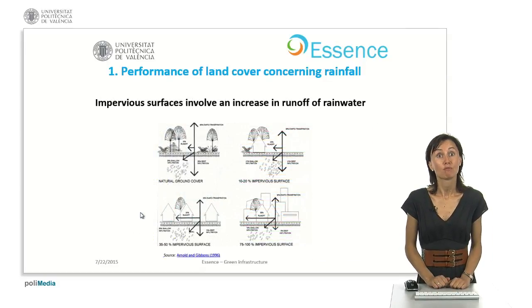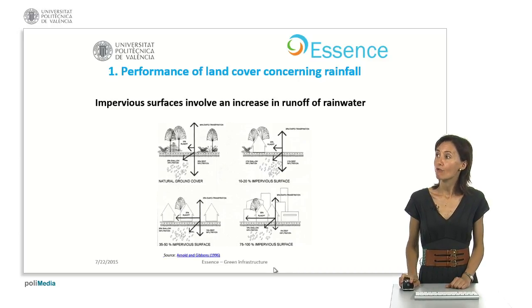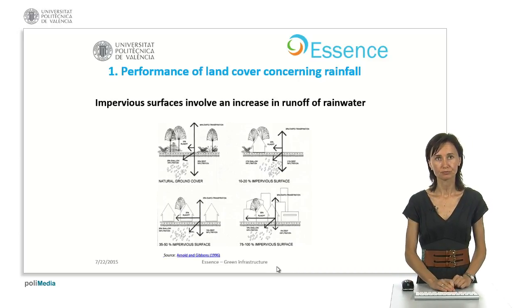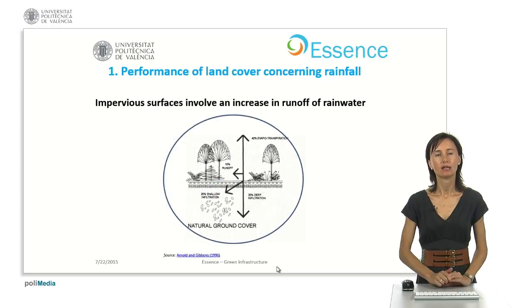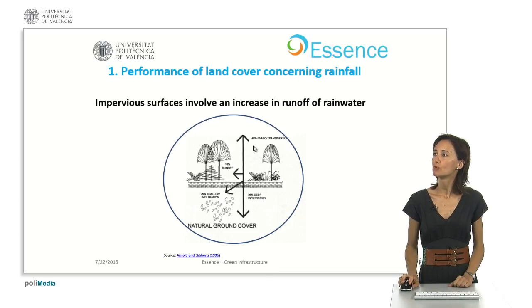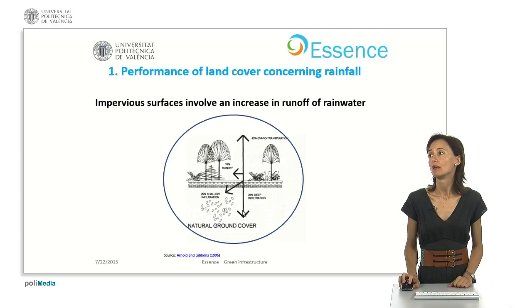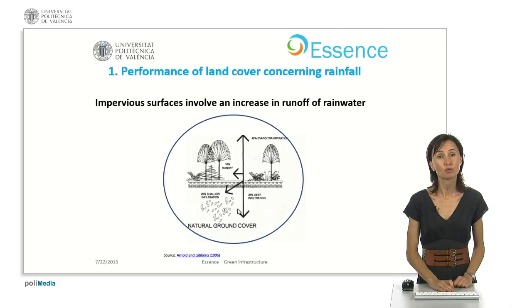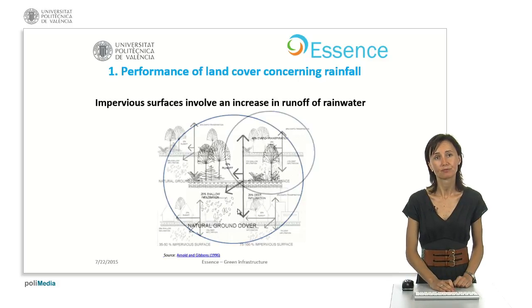What happens when impervious surfaces are dominant? In this slide, you have 4 scenarios, and as you can see, when we have a natural ground cover, 40% of the rainfall is evapotranspirated, 50% is infiltrated, and there is just 10% runoff.